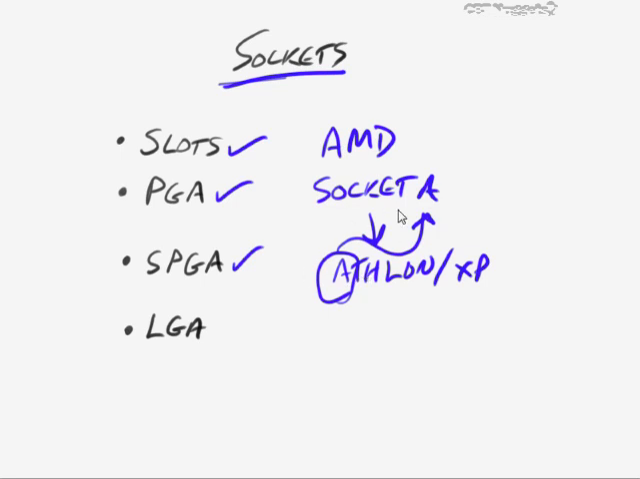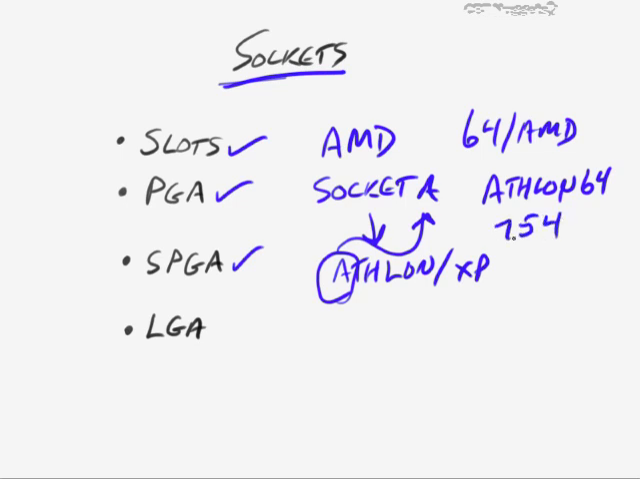Now, this was 32-bit processors, but if you wanted to go to 64-bit AMDs, then for an Athlon 64 you'd very often have the 754 socket. I would remember that as well. 754, maybe this will help: 754, 64. Make that correlation. Do be aware of that one as well.